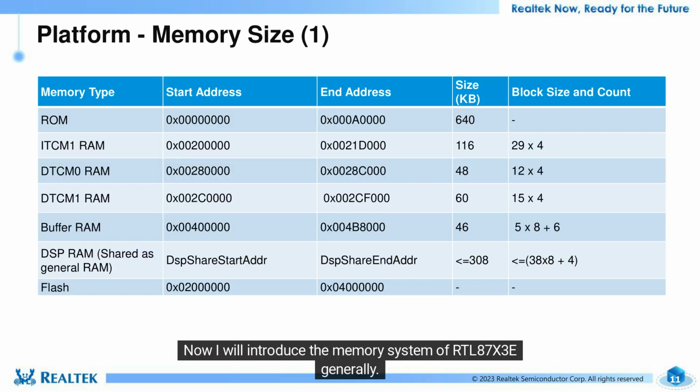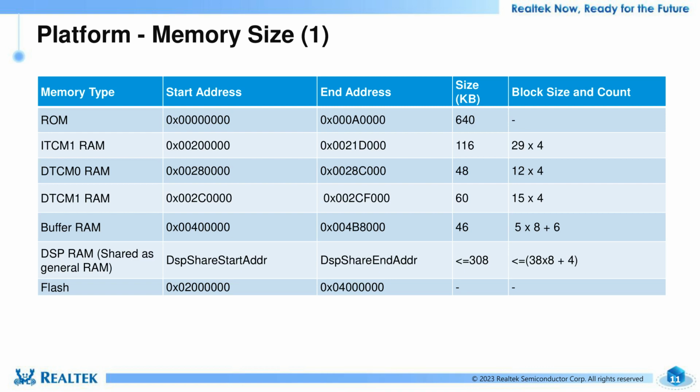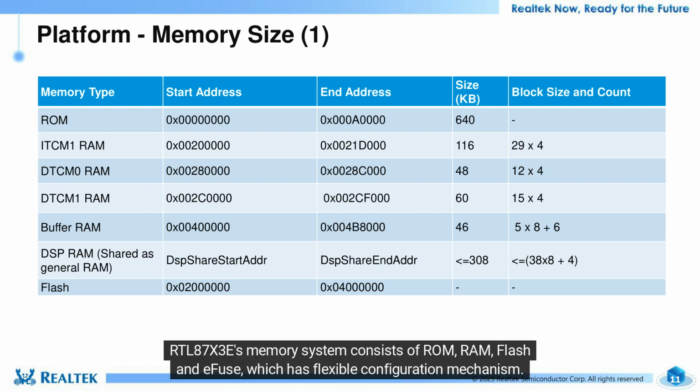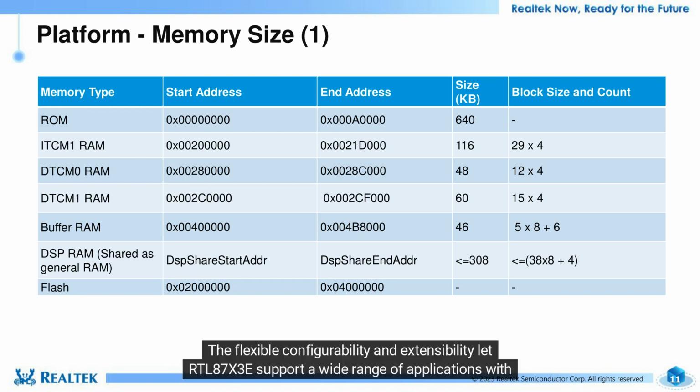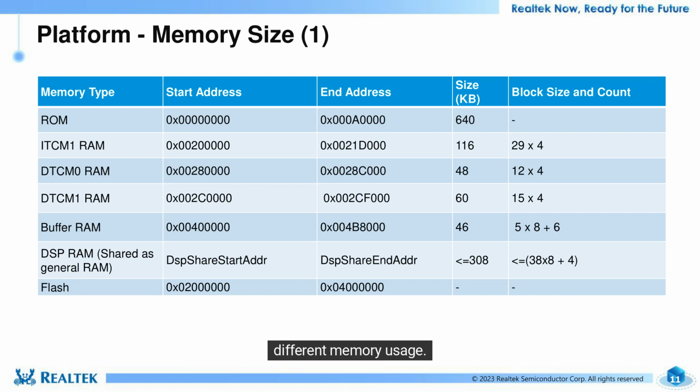Now I will introduce the memory system of RTL87X3E generally. RTL87X3E's memory system consists of ROM, RAM, flash, and eFuse, which has a flexible configuration mechanism. The flexible configurability and extensibility let RTL87X3E support a wide range of applications with different memory usage.